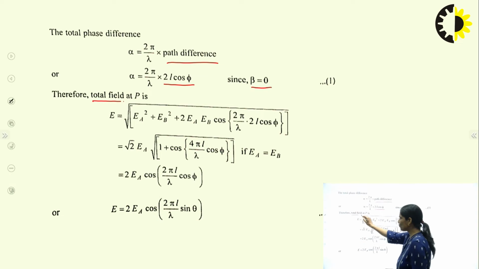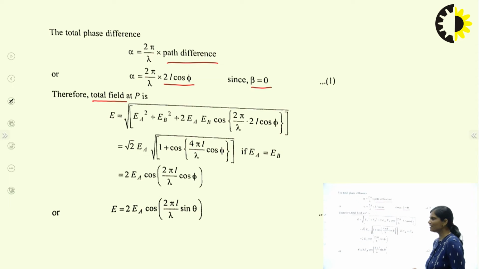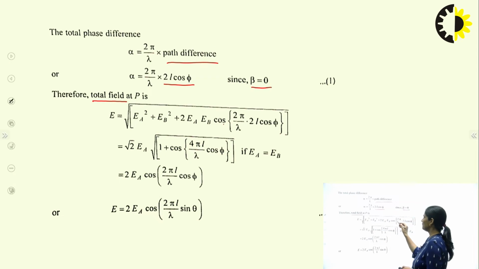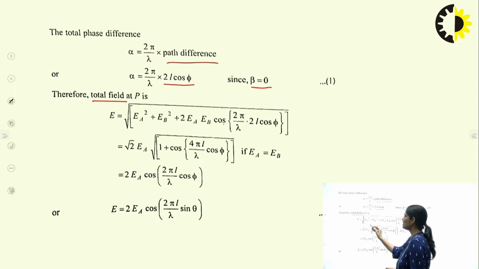Now you have to find out the total field at point P due to this vertical antenna. E is equal to what? Under root EA square plus EB square plus 2 EA EB cos (2 pi by lambda 2L cos phi). Now here EA is equal to EB. So EA you can take common, and under root 2 also you can take common, and you will get this equation: 1 plus cos (4 pi L upon lambda cos phi). When you put EA is equal to EB, you can take common under root 2 EA. So you will get this equation.